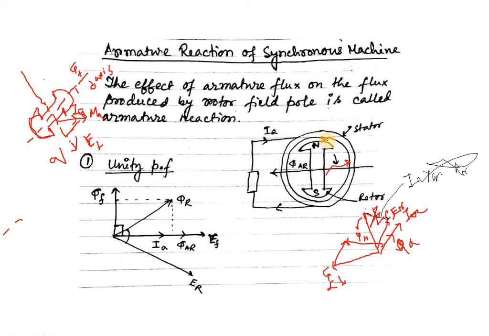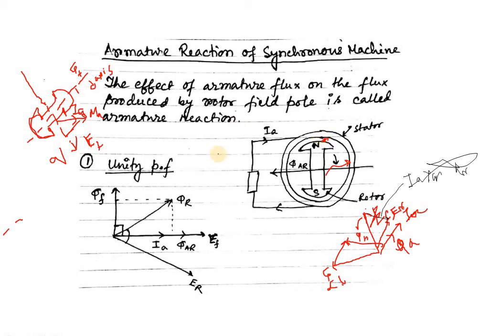Definitely the armature reaction part, the effect of armature flux on the field pole, will be different. So for a cylindrical type synchronous machine, we can explain the total method of armature reaction with the help of two reaction theory, and that two reaction theory is based on the Q axis and D axis.